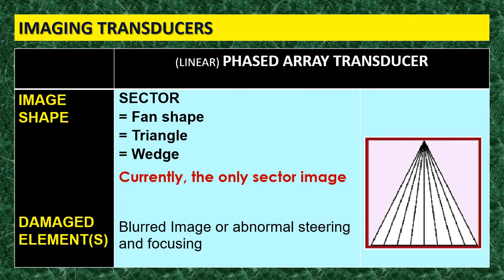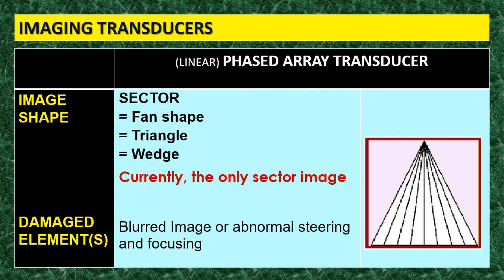The image is sector. Why? Because I mentioned earlier that the face or the footprint of the probe is very small. Through this steering pattern of the electronic phasing of the sound pulses, what happens? I will get all of the sound pulses as if they are coming from the same point on the transducer. All the pulses are coming from the same elements, which are the whole elements of the transducer. That's why it is as if they are coming out from the same point.